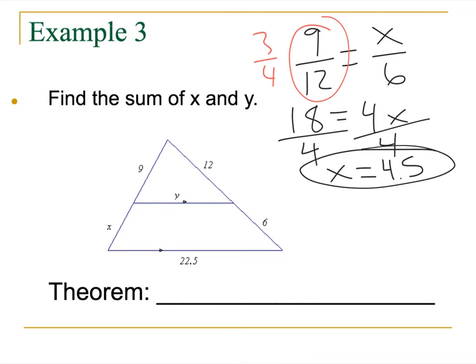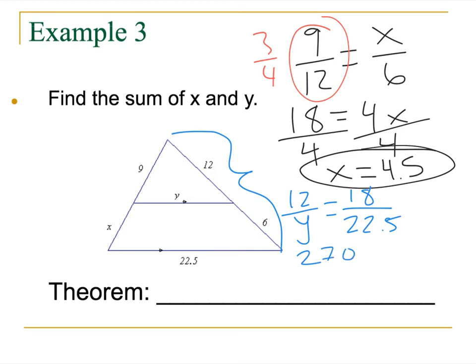All right, so we've got 4.5 for X. Well, what's my Y going to be? How do I set that one up? Well, I can't use the side splitter theorem when it comes to the bases, but I can think about this in the context of similar triangles. So I could do 12 over Y is equal to my entire side, which is 18, over 22.5. Okay? So now I can cross multiply and solve that. 12 times 22.5 is 270 equals 18y. Then I'm going to divide by 18, and I get y equals 15.